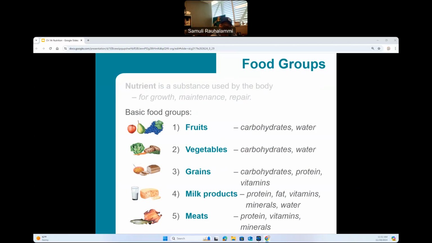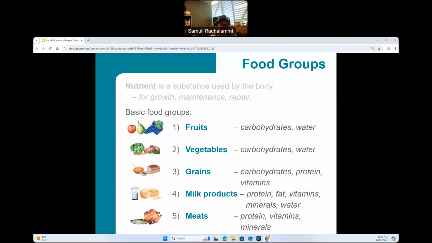In terms of the milk products, some examples would be milk, yogurt, cheese, ice cream, iced milk, frozen yogurt, things like that. The major nutrients supplied in all of these include protein, fat, vitamins riboflavin and B12, minerals, for example calcium and phosphorus, and water. In some, we also see carbohydrates and vitamins such as A and D.